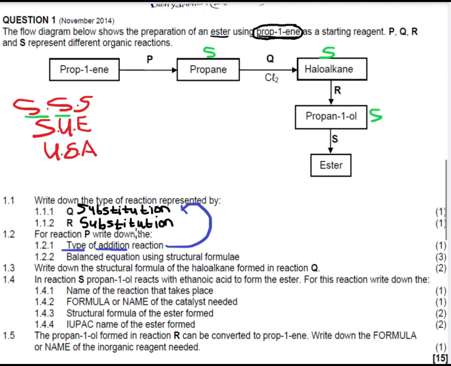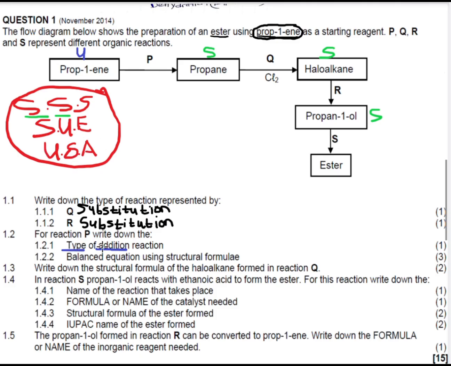Specify what type of addition reaction is that. The type of addition reaction represented by P. Let's do our triple S USA first. Let's look at this. Propene is an alkene, and an alkene is unsaturated. So from unsaturated, look at the arrow. Where are we going? To saturated. What is that? Look at the triple S USA. This guy is very important to note. From unsaturated to saturated, it is addition.